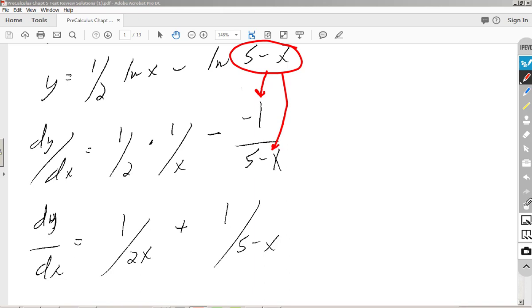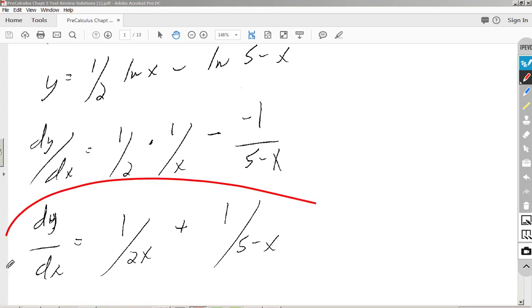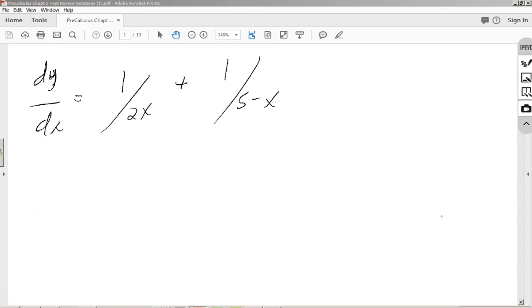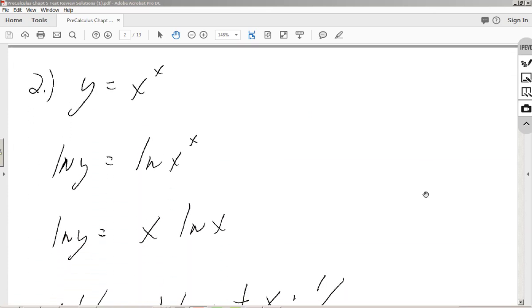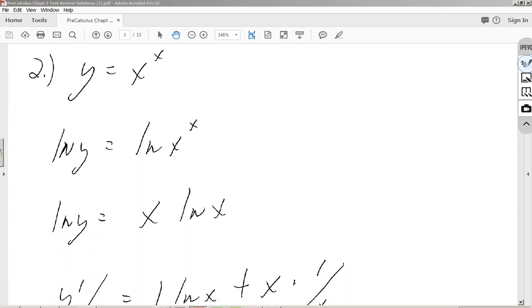Now I've got 1/2 times 1 over x minus a minus 1 all over 5 minus x. So I simplify down to 1 over 2x plus 1 over 5 minus x. And that would be the derivative of number 1. On number 2, it says I've got y equals x to the x.